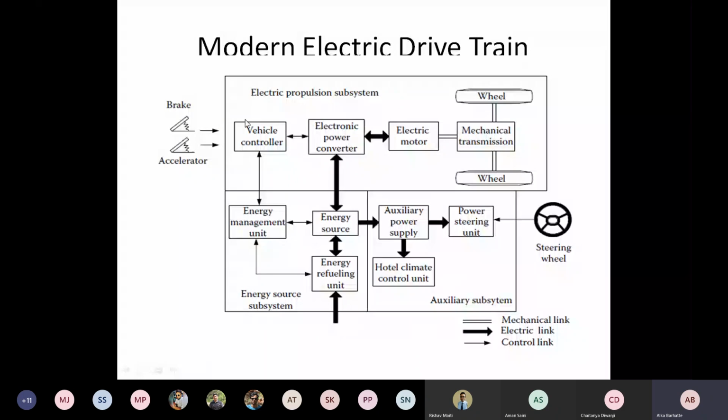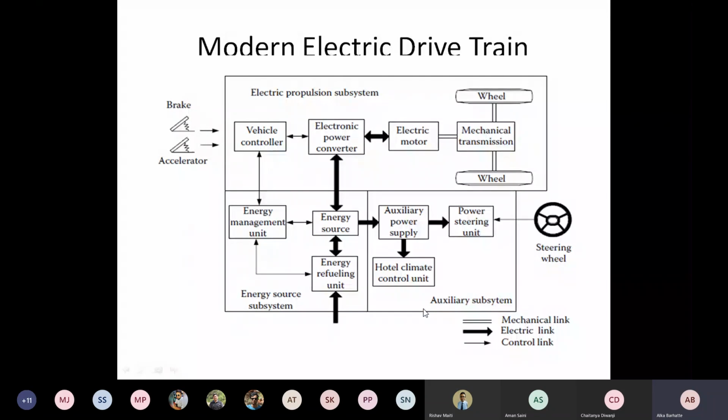Based on the input obtained from this vehicle controller and the control signal that is obtained from the energy source, it is deciding the power that can be used for recharging your batteries in the regenerative braking. So this is how your energy management system works.